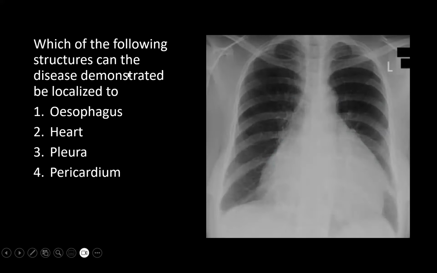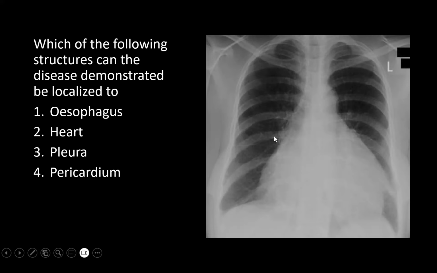Here you've been asked which of the following structures can the disease demonstrated be localized to? So two steps in the question. One, identify what the pathology is, and two, tell us what structure has been involved. So here you're looking at the esophagus, the heart, the pleura, or the pericardium.